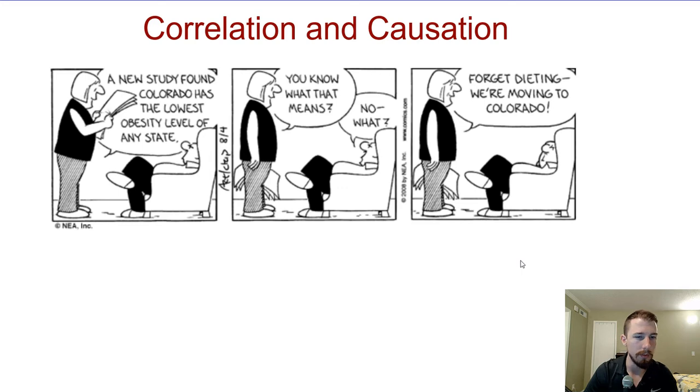Correlation and causation. A new study found Colorado has the lowest obesity level of any state. Huh, nice, good to know. You know what that means? No, what? Forget dieting, we're moving to Colorado.